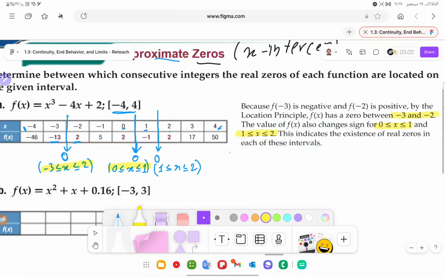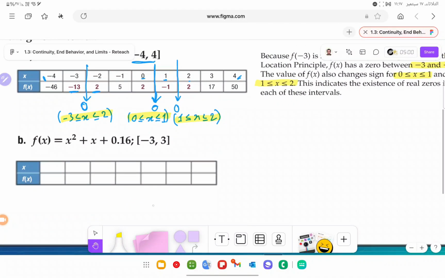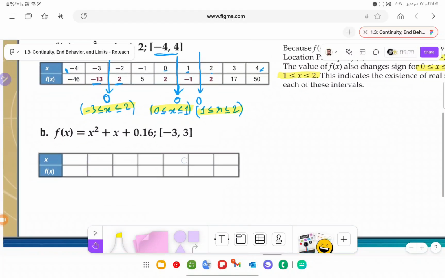And I have 1, and between 1 and 2, so this one here. Okay, I hope you understand this. Now let's go here to this expression.